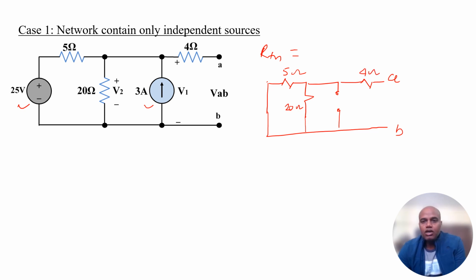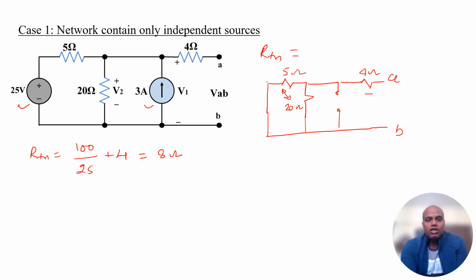As we can easily see, the 5 ohm and the 20 ohm are in parallel, and the combination of these two will be in series with the 4 ohm. So simply, RTH becomes the parallel combination of 20 ohm and 5 ohm, which is 100 divided by 25, which becomes 4, plus 4. So the total RTH becomes 8 ohm. This is how easily, by using method 1, we can find the RTH if we have only the independent sources in the circuit.